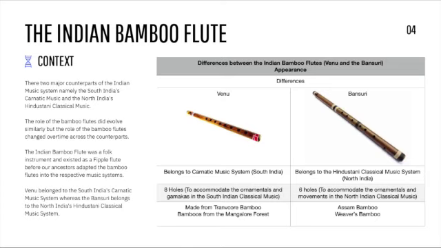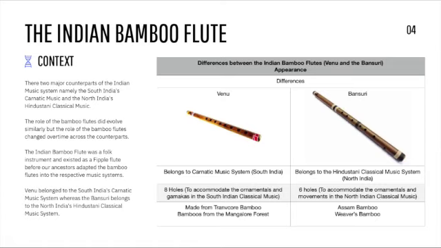So we need to know the differences. The similarities are very clear. They're made up of bamboo. They're usually attached to similar folklores of Krishna and whatnot. If you're looking at the difference between Venu and Bansuri, Venu is actually a very important instrument in the Carnatic music fraternity, because it became a solo instrument and also became an accompanying instrument.